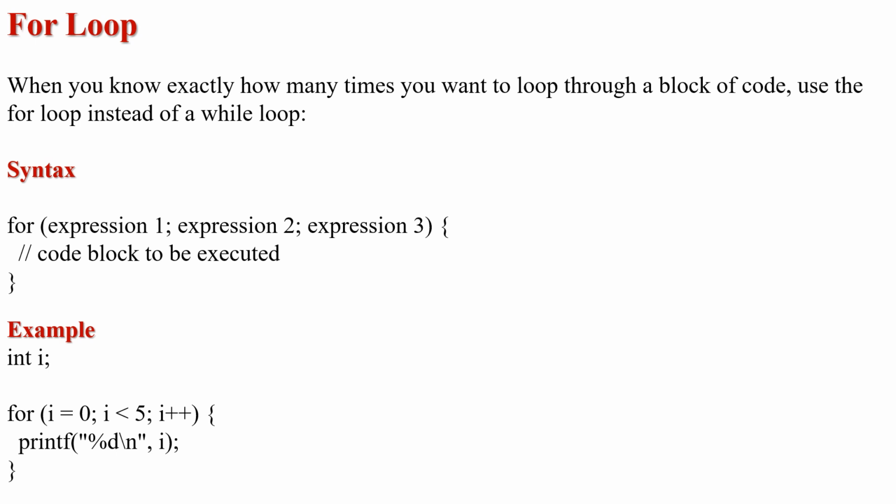Next one is the for loop. When you know exactly how many times you want to loop through a block of code, we can use a for loop instead of a while loop. The syntax of for is for expression 1, expression 2, expression 3, and then the code block to be executed. For example, integer i, for i is equal to 0, i less than 5, i plus plus, printf. First it checks i less than 5, that is true, so i plus plus increments. Like that this loop executes till i is less than 5.